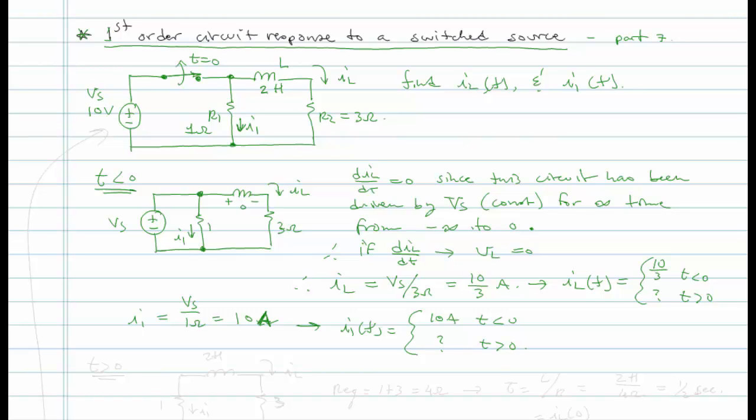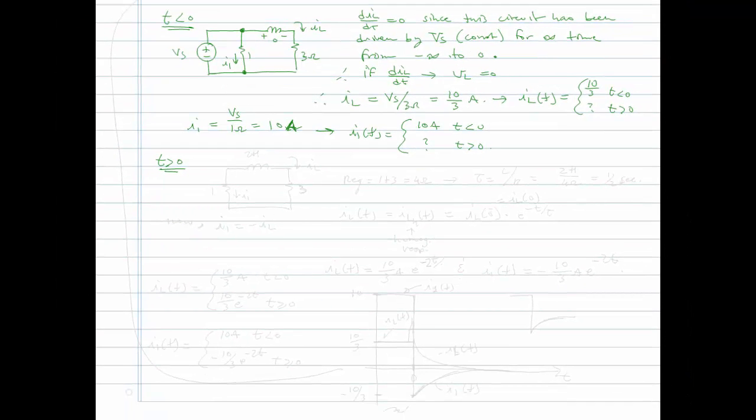So that circuit with the switch closed helped us find the initial condition for the inductor current and the initial current flowing through the 1 ohm resistor. Now let's look at time t greater than 0. The switch will now be open, so it will be out of the circuit. We won't even draw the source, and all we have is the 1 ohm in series with the 3 ohm in series with the 2 Henry.